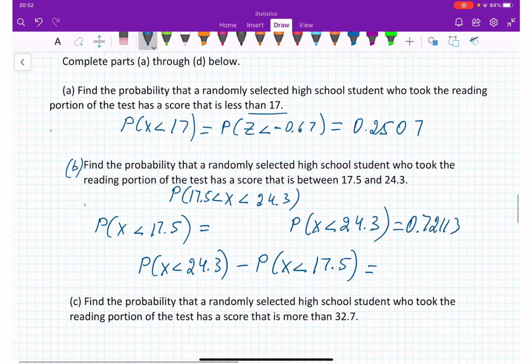0.72113, and this one is 0.27887. So let me subtract 0.72113 minus 0.27887, and that is equal to 0.4423 if I round it up.